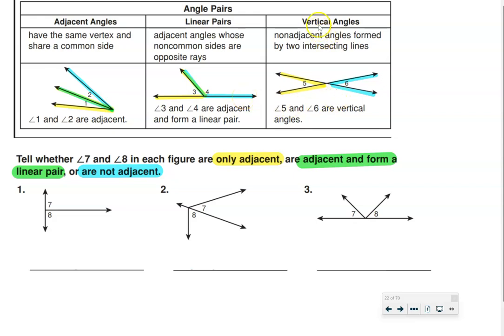And here you have vertical angles. Angle 5 here, angle 6 here. Notice how there's no green. So they are just vertical angles.